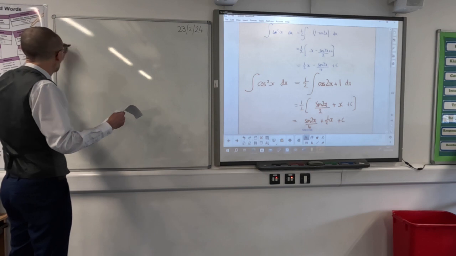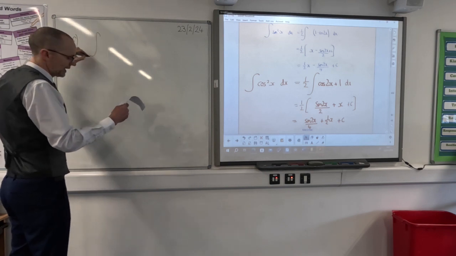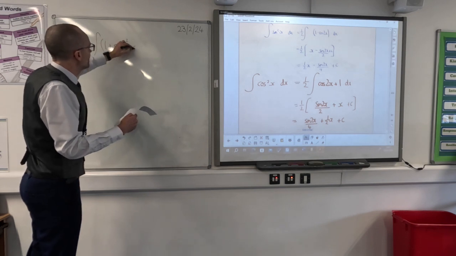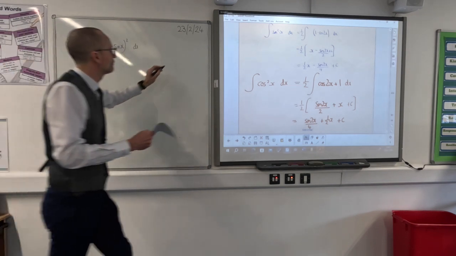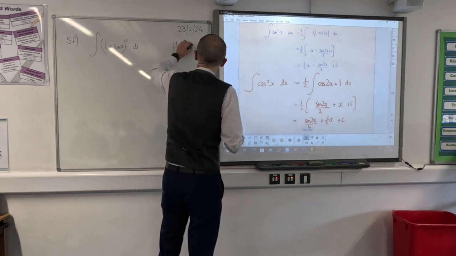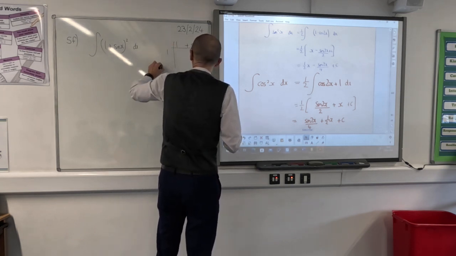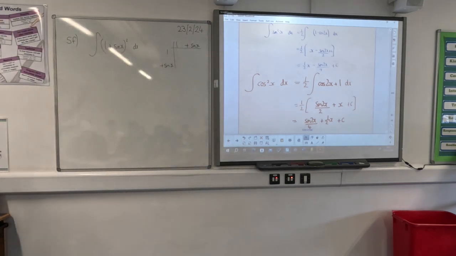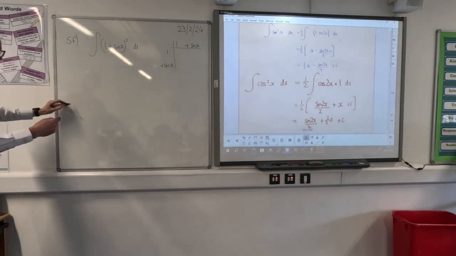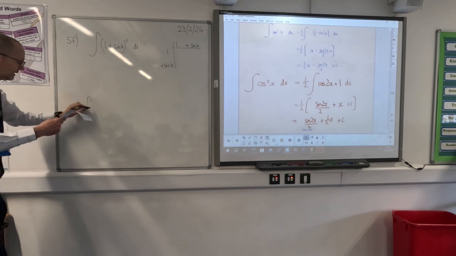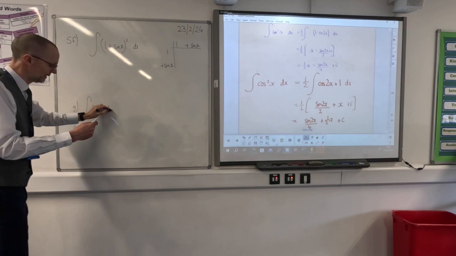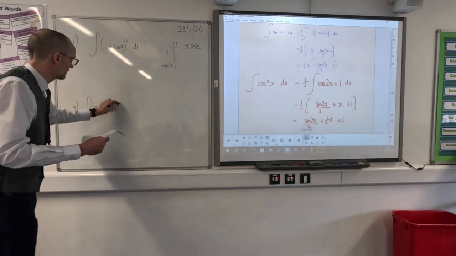So 5F says integrate 1 plus sine x squared. The first thing you need to do is grid that out. If we were differentiating, we could do it using the bracket approach, but when we're integrating we can only use the bracket approach if we've got ax plus b in the brackets. So you've got to grid that out first. And then 5G is sec x minus tan x squared.